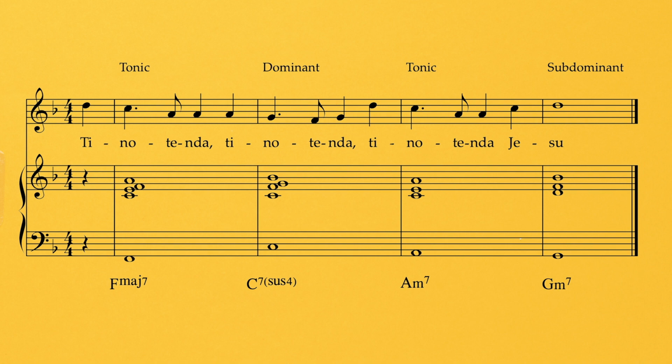Now again, in this version, I've replaced the C7 with the C7 sus4 because they all come from the dominant family. And I've also replaced the F major 7 with the A minor 7 because they all come from the tonic family. And lastly, I replaced the B flat major 7 with the G minor 7 because again, they come from the subdominant family. So in conclusion, if reharmonizing a tune is like painting a car, then simple substitution is like choosing a different shade of the same color.